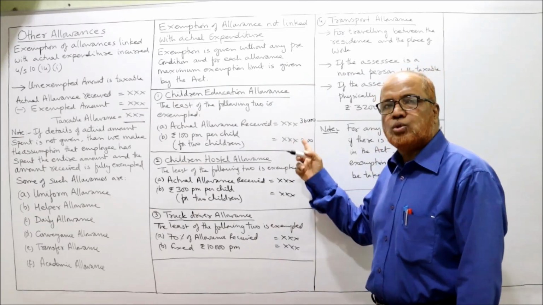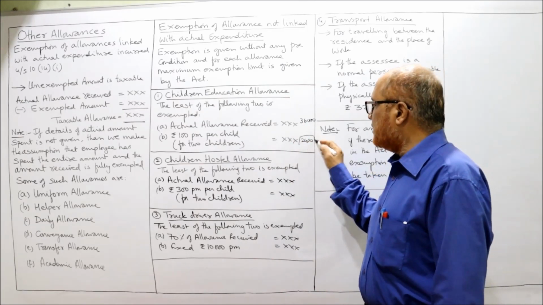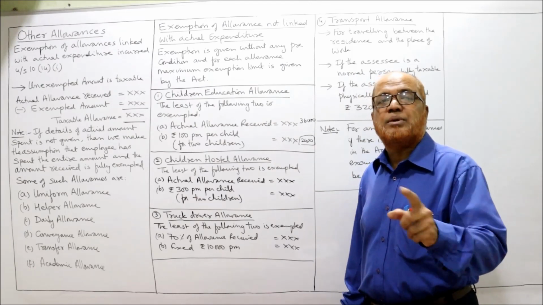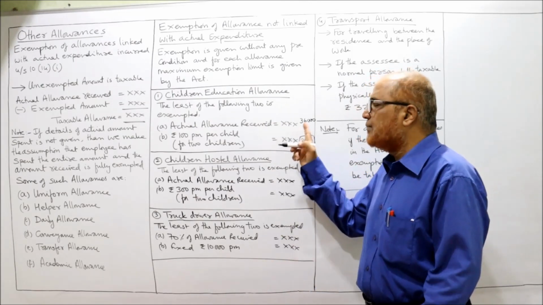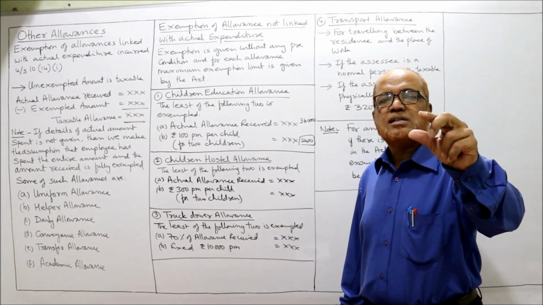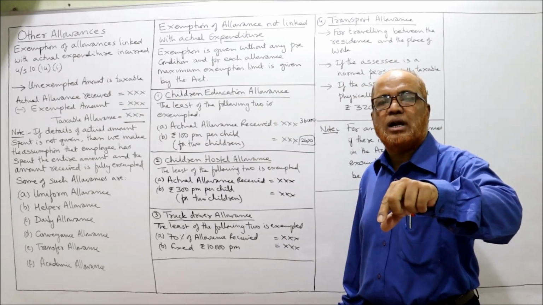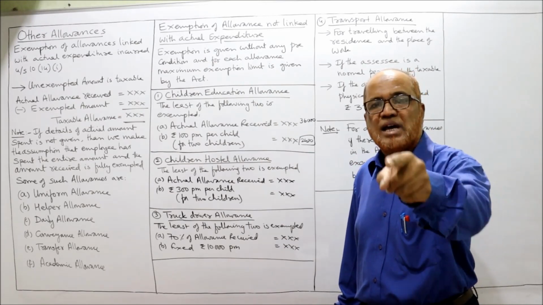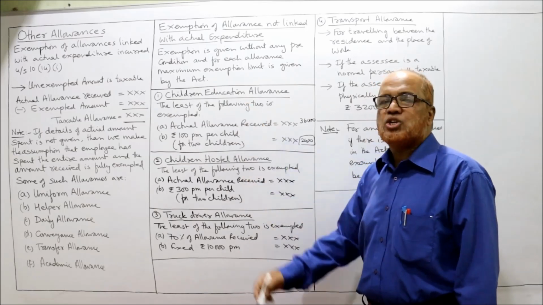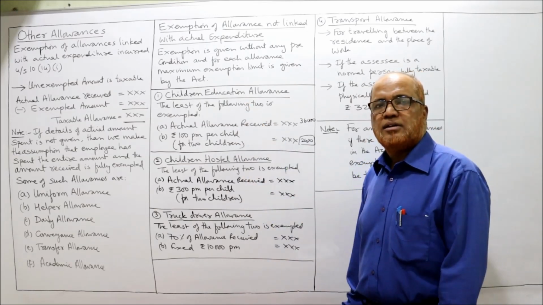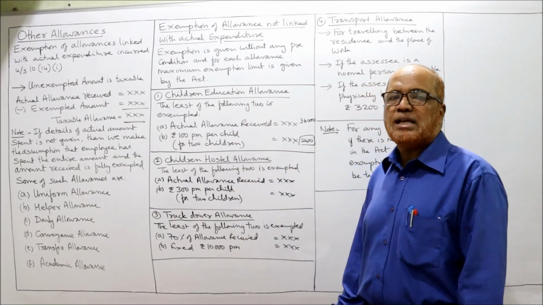The least of these two, 2,400. This 2,400 is exempted. How much allowance has he received? 36,000. So 36,000 minus 2,400, the remaining balance is taxable. That is the children education allowance.